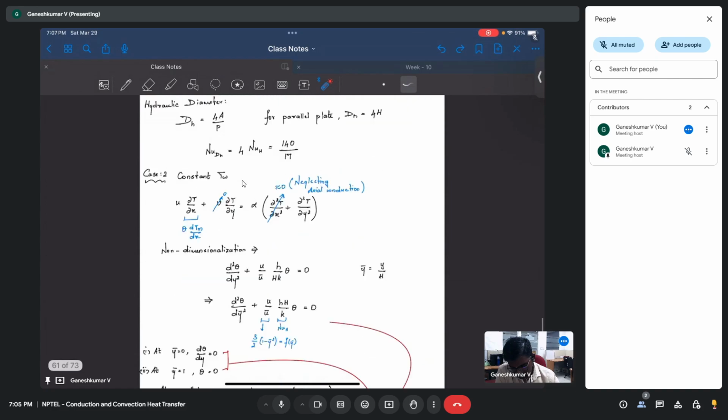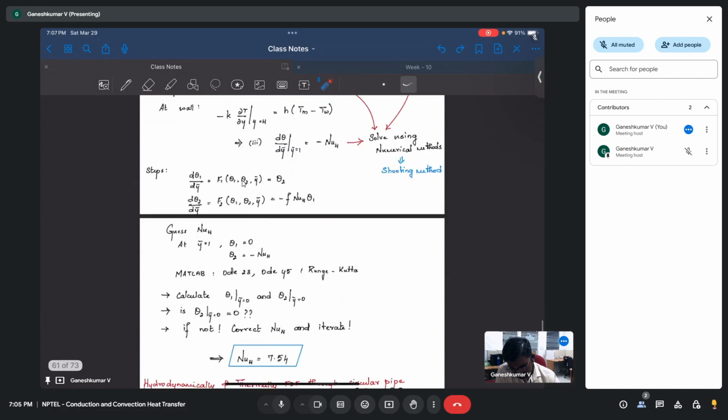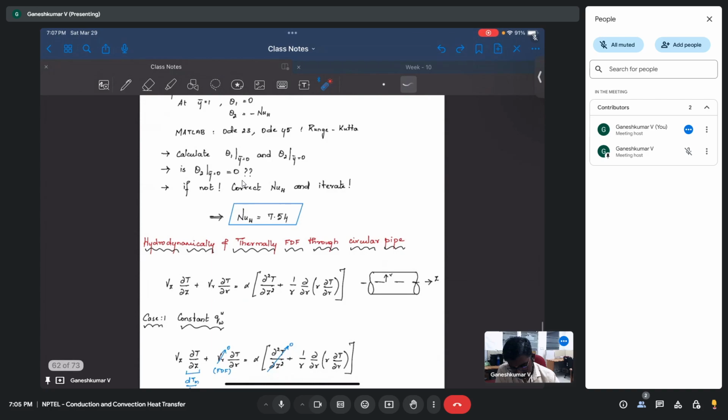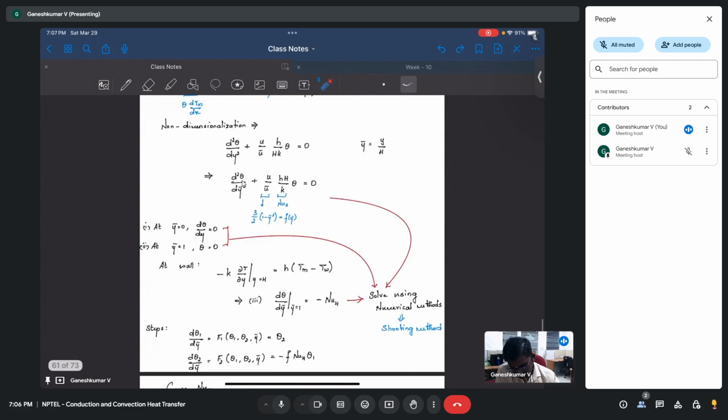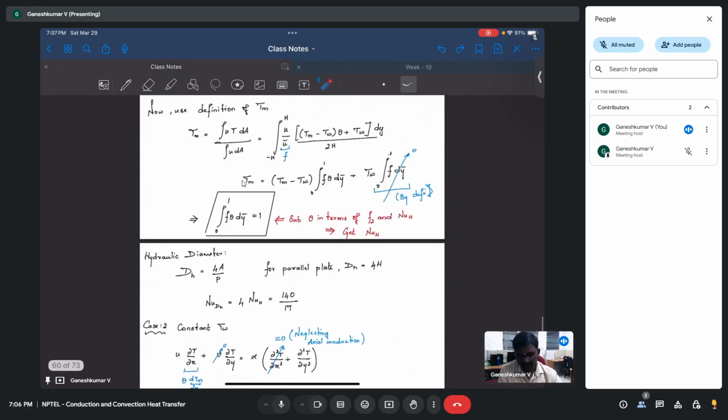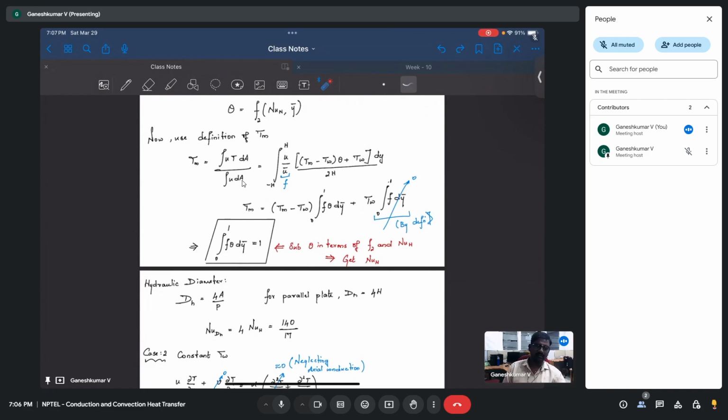We did it for two different cases here. One is, as I said, constant wall temperature and constant heat flux. For constant heat flux we were able to fully deduce it, but in constant wall temperature, give me a minute, there is some problem.